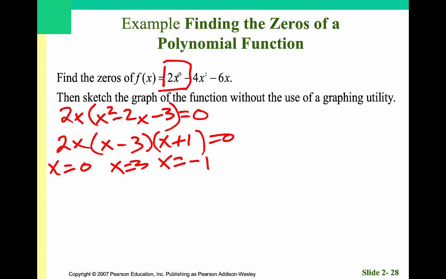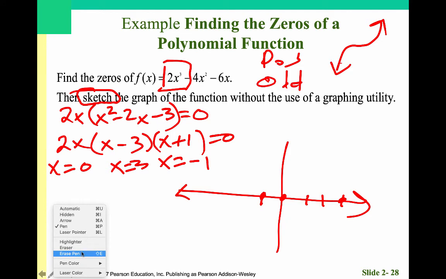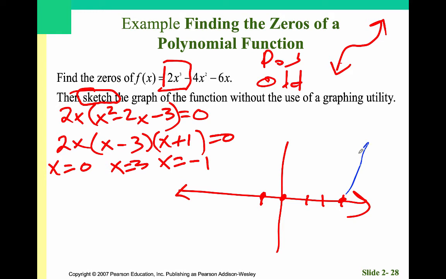My end behavior tells me that I'm positive and odd, which means I will resemble end behavior up to the right and down to the left. We're going to sketch. It's not going to be perfect. I'm going to do the best I can. The first thing I'm going to do is label my zeros at negative 1, 0, and 3. And then I'm going to think about my end behavior. Always think about your end behavior next. And if I'm going up to the right and down to the left, then I can tell what's going to happen here. Through.